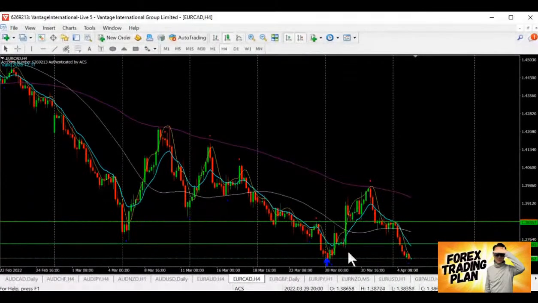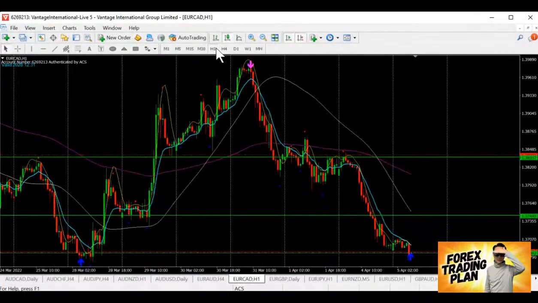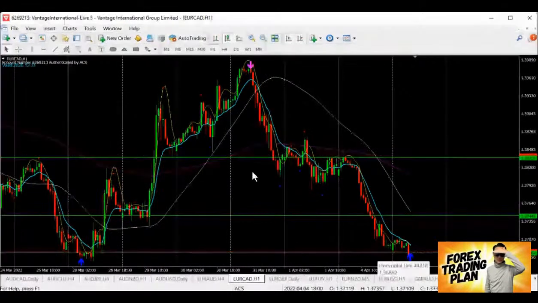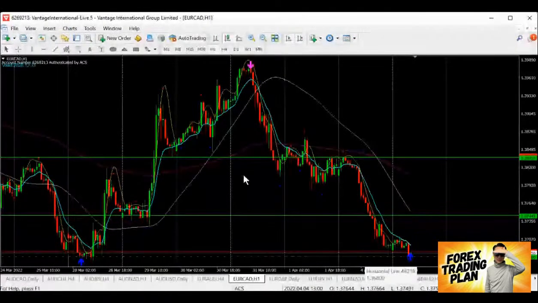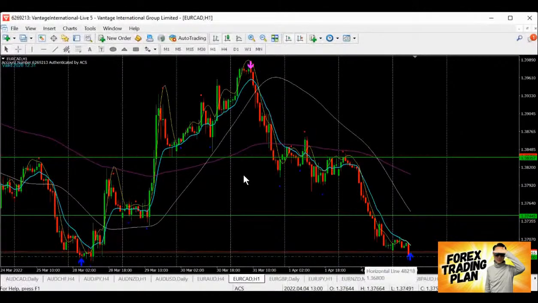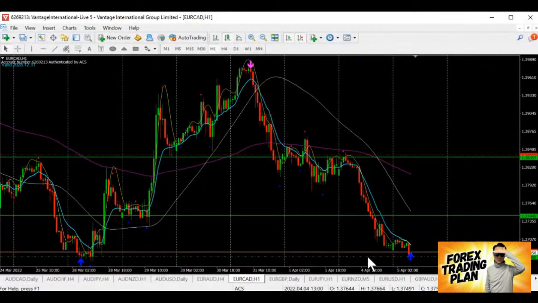So right now we are on this support, this support level. How are we going to plan with this EURCAD? This EURCAD is very simple. It's easy in a way that we are going to wait for a breakdown, correct? With EURCAD, we are making sure that hopefully it will break down the support.